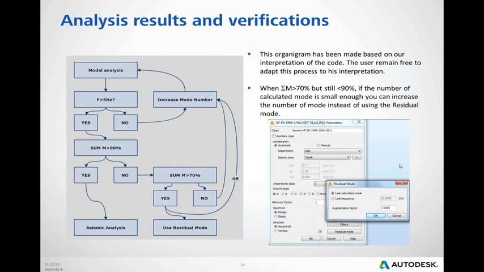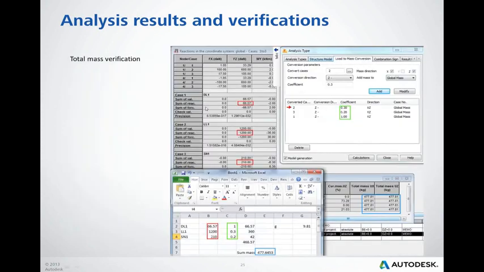Basing on this organigram from this slide, you can see how to act depending on the results you get from model analysis. In case of not reaching participation mass limit in a reasonable number of modes, for some codes, it is allowed to use a residual mode approach. Full explanation of this mode can be found in the Robot help. Mass verification: compare sum of reactions displayed in the proper units multiplied correctly by load to mass conversion factor with the total mass results from model analysis table.